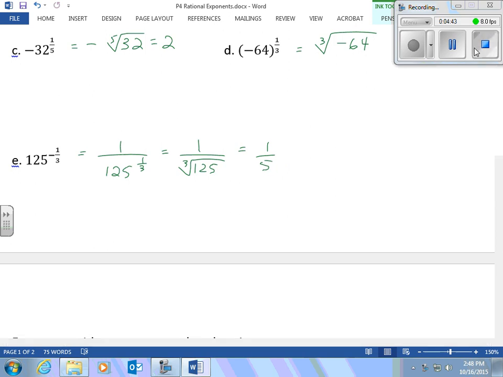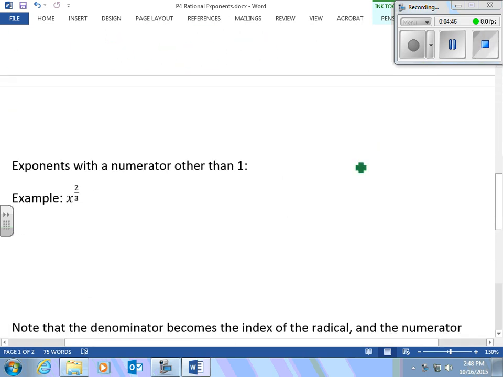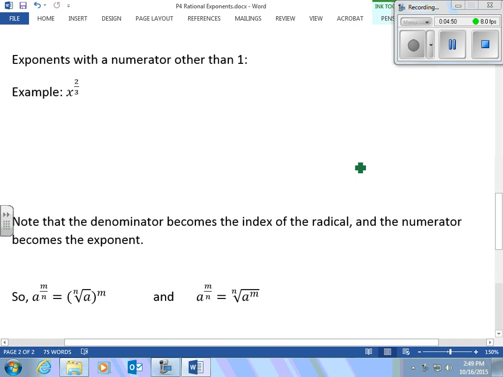Those are the beginning of rational exponents. But those were all exponents with 1 over a number. What if we have a numerator other than 1? For example, we've got x to the power of 2/3. Well, there's a couple of ways that we could think of that. We could think of that as x to the 1/3 squared, because 1/3 times 2 gives us 2/3. Well, x to the 1/3 is the cubed root of x, all squared then.